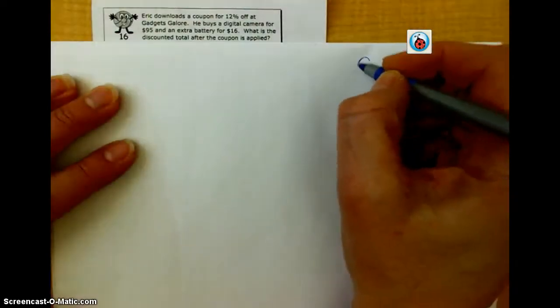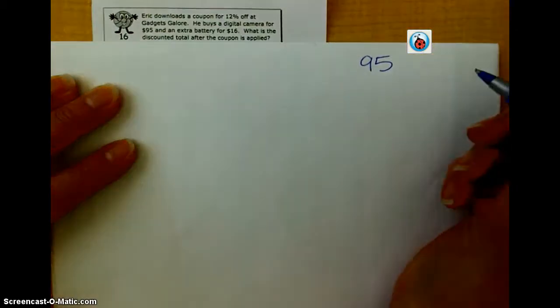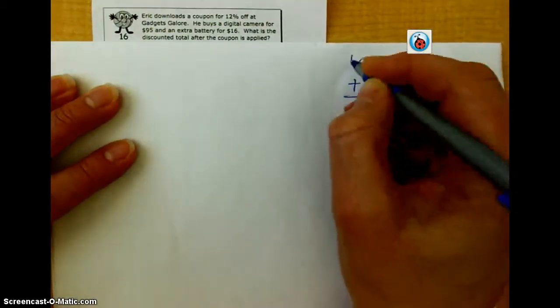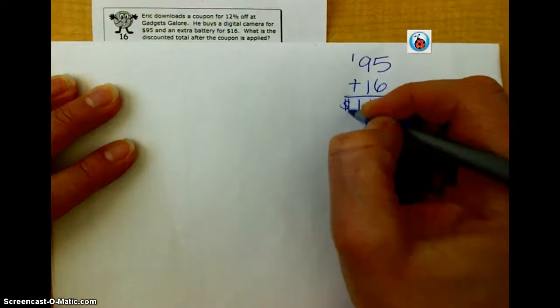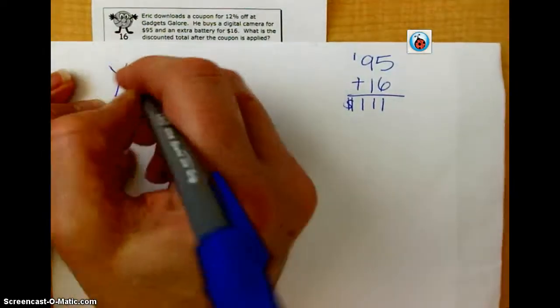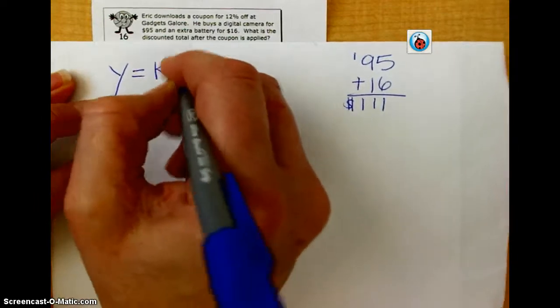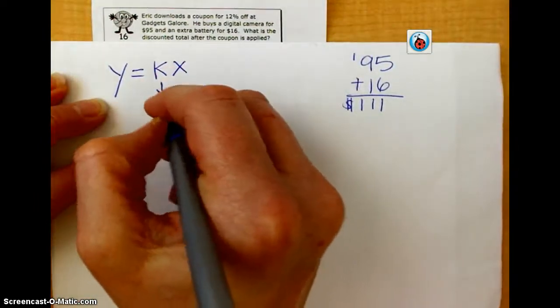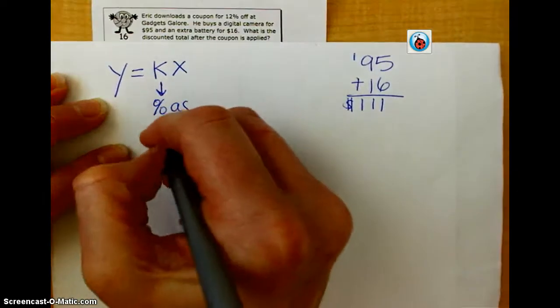Our first goal is to figure out how much Eric spent, because the coupon is going to be off his total spent. So we have $95 for the camera and $16 for the extra battery, so he's going to spend $111. We use our equation y is equal to kx, where k is the percent as a decimal.